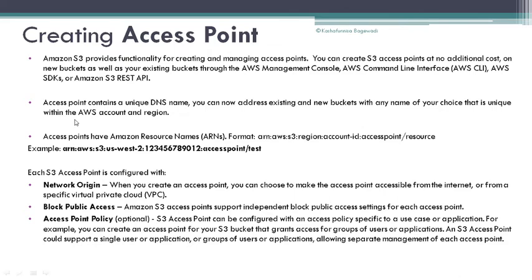So these are the 3 points you can set in the configuration while creating an access point. You can select the network origin, you can set block public access, and you can add a policy for your access point. It will be applicable for only that access point.